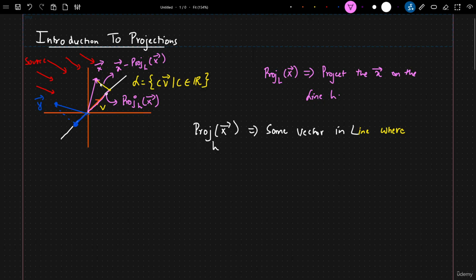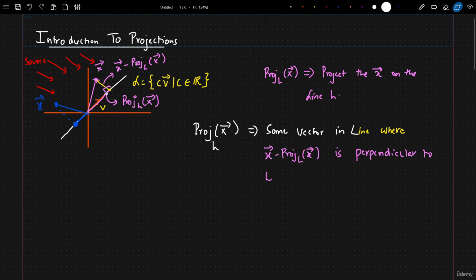So over here, you'll be able to see that I will be getting this specific line, and this line is also perpendicular to this particular line. When we say perpendicular, here 90 degrees is basically created. So this is also one condition. Whenever I say projection of a vector x to line L, I am talking about some vector in the line wherein x bar minus the projection of x bar on L is perpendicular to L. This is what we specifically mention.